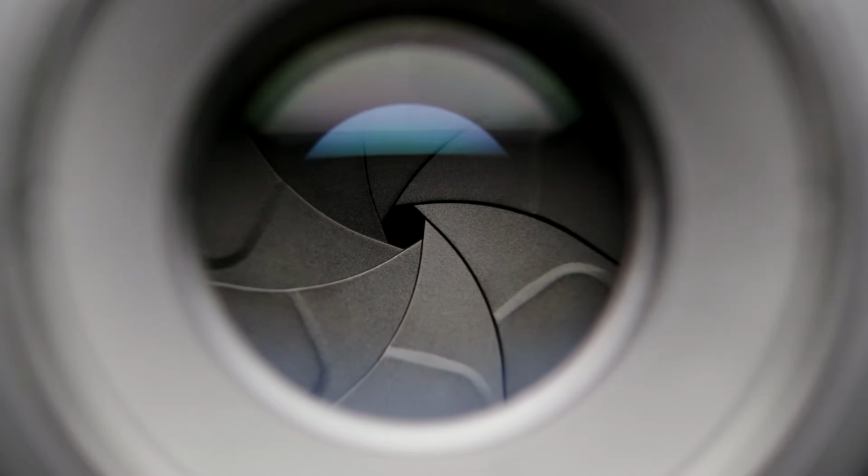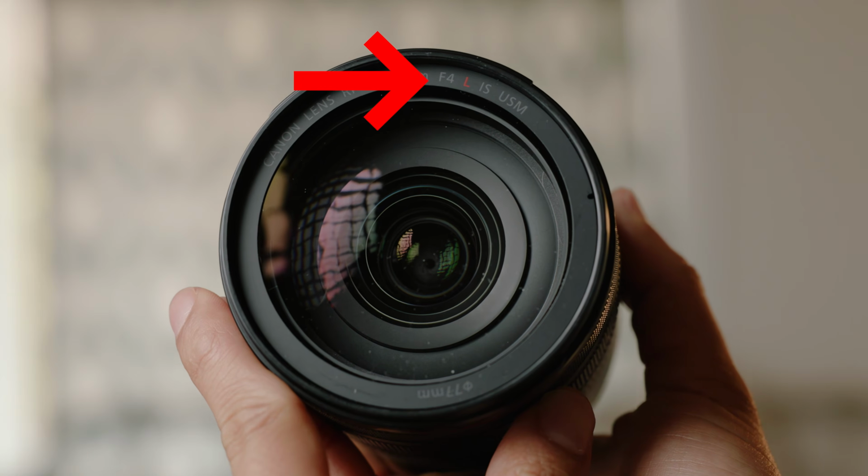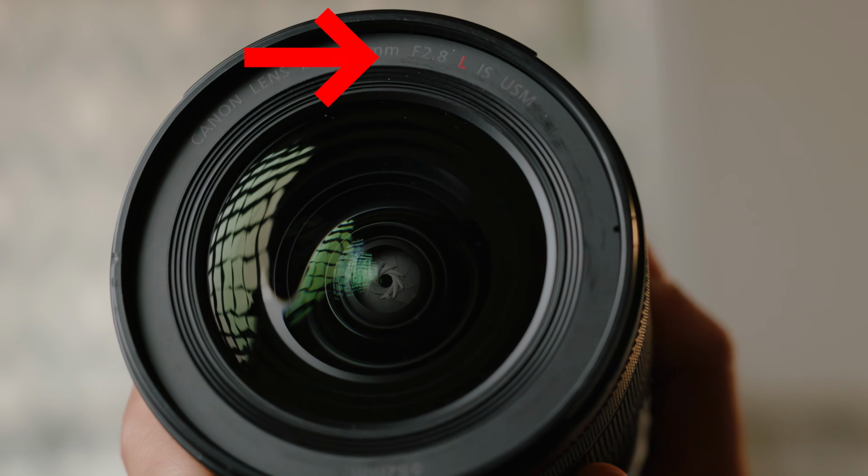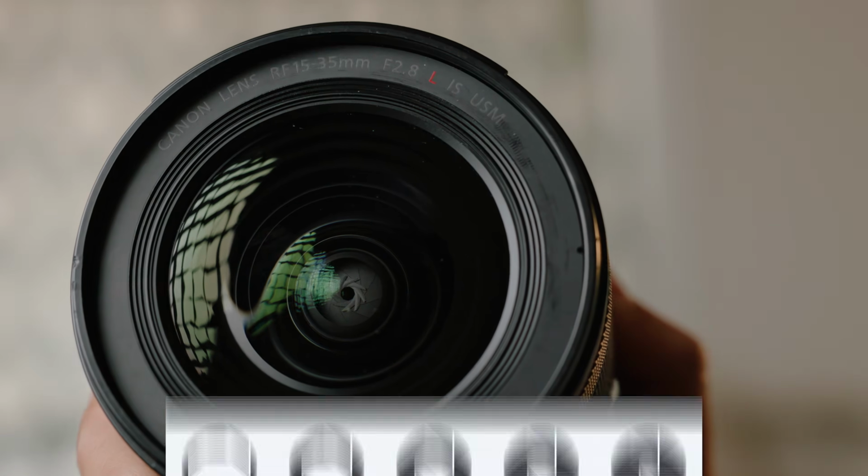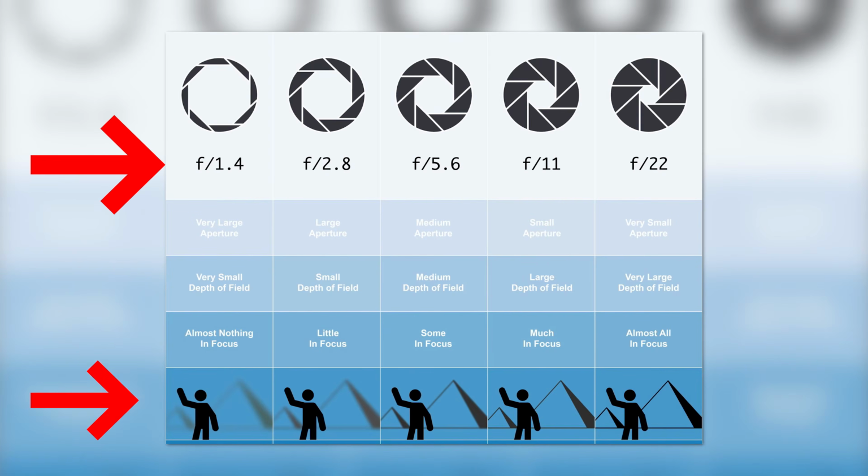So what controls our depth of field? That's actually going to be our camera lens's aperture. This is also the f number that you see on the camera lens, like f1.8, f2.8, and so on. So the smaller the f number, the shallower the depth of field. The way I like to think about it, the smaller the number, the less is in focus, while the bigger the number, the more is in focus.